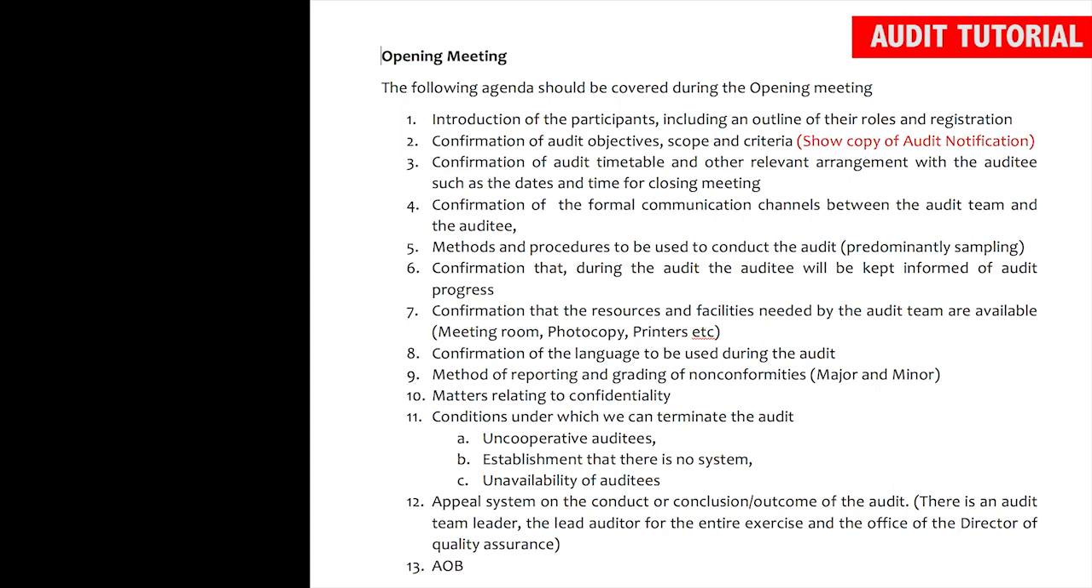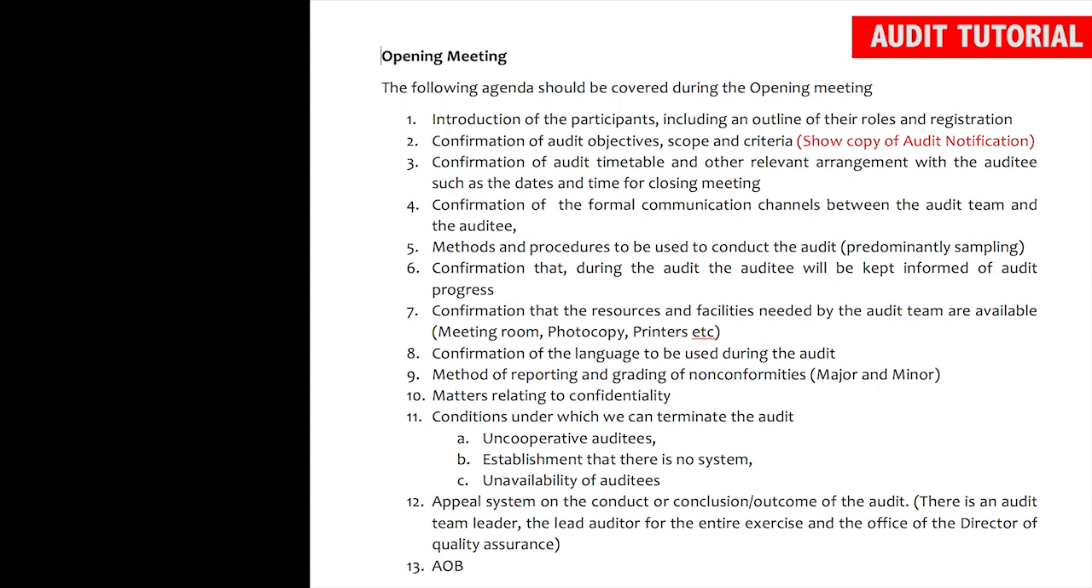Remember, this was outlined in the notification, but we can still display the notification that was sent to all, which indicated the audit objective, the criteria for auditing, the scope for the auditing, and including even who the auditors would be. So there will need to be a confirmation of those during the opening meeting. We would want also a confirmation of the audit timetable and other relevant arrangements with the auditee, such as the dates and time of the closing meeting.